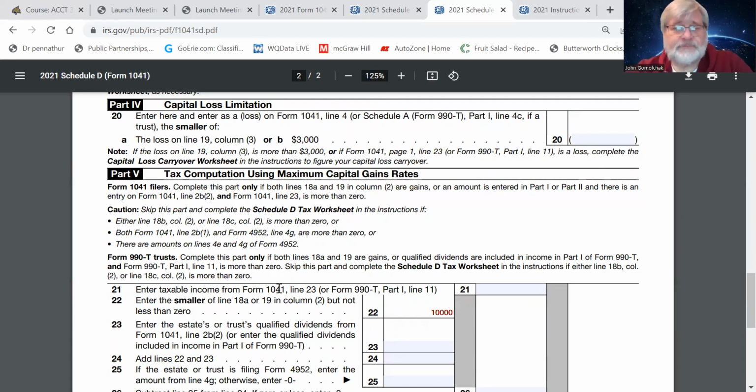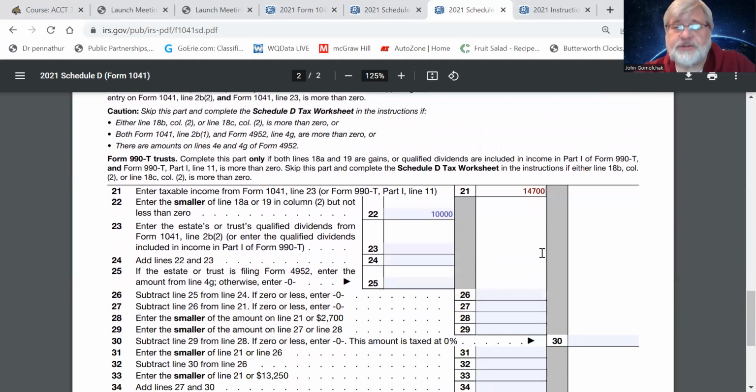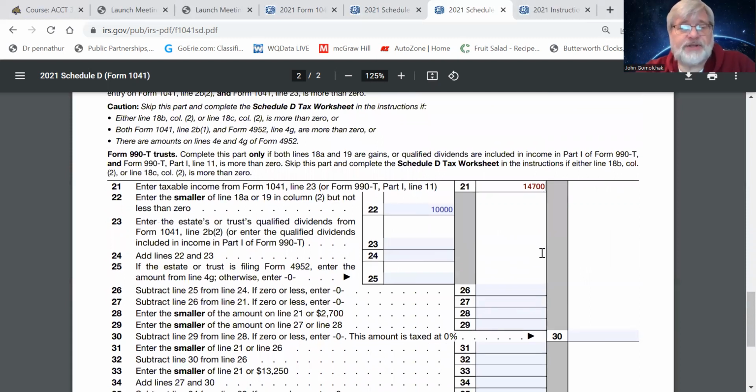All right. So let's assume that this is a simple trust. What would line 23 on the first page be? Well, it would be the $15,000 minus $300, so it would be $14,700. So let's just do this. Enter the estate or trust qualified dividends from Form 1041, line 2b(2), or enter qualified dividends.